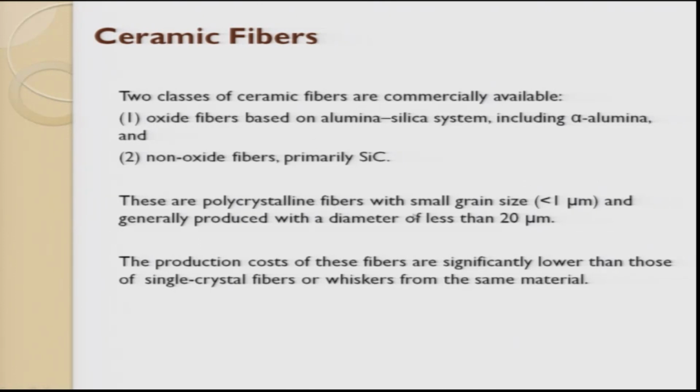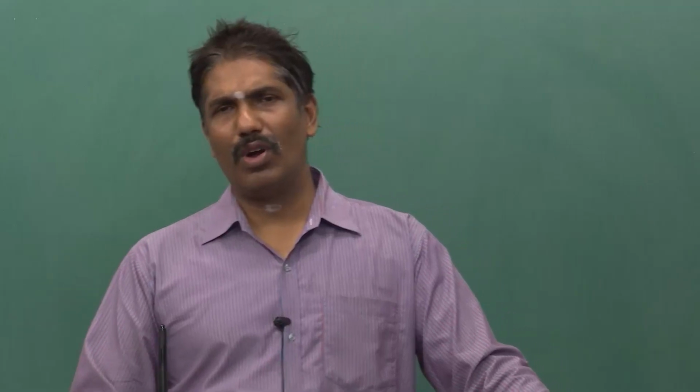They are polycrystalline fibers with a grain size of less than 1 micron and generally a diameter of less than 20 microns. The production cost of these fibers is significantly lower than that of a single crystal fiber or a whisker, because to a large extent they are fabricated easily. So it is made roll to roll. A wire is pulled out of one spool and then coated in a PVD system or a CVD system, predominantly CVD for economical reasons. Then it is wound on an output spool.